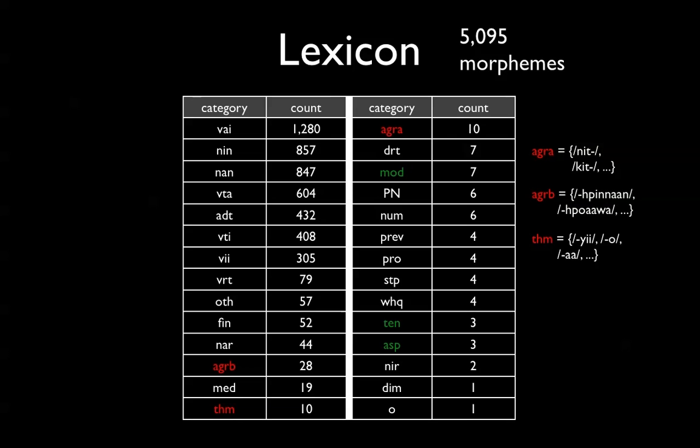In total, the lexicon consists of some 5,100 morphemes. Almost all were taken directly from the dictionary with their original categories. This slide shows the 28 morpheme categories and the number of morphemes in each category.